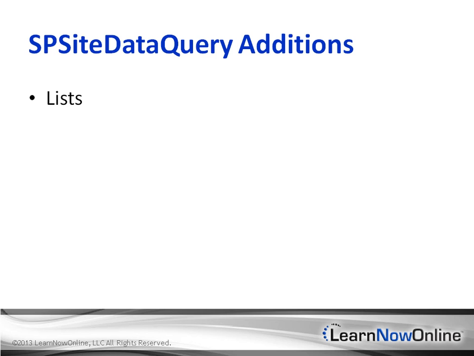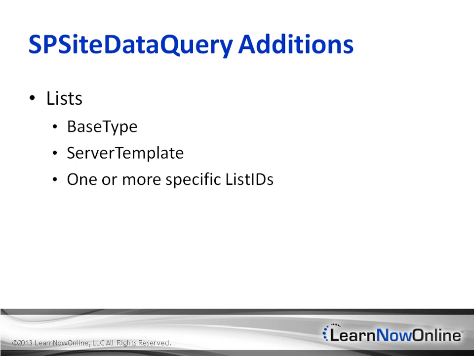So the SPSiteDataQuery has two additional properties that you can use to restrict the result set: Lists and Webs. You can use the Lists property to specify a base type or a server template. So a server template would be like the template for a document library, which is, I believe, I think that's 100. No, I think the custom list is 100. But that enumeration that we used before when we were creating a list programmatically, that's the same enumeration here for the server template. And you can also use one or more specific list IDs if you know what they are.